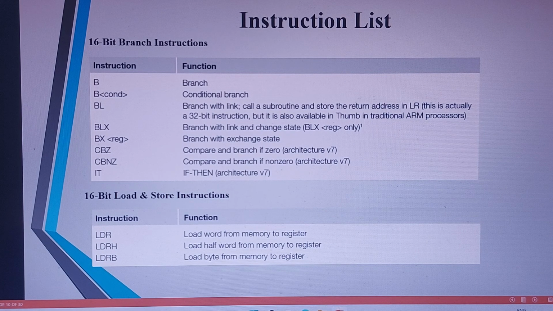Then BLX, branch with link and change the state. Here the state is CPSR. The state will be changed and it will be branched. Again, BX is branch with exchange of the state. When we branch to another mode of operation, from user mode to supervisor mode or any other mode, the status will be exchanged when BLX is used.